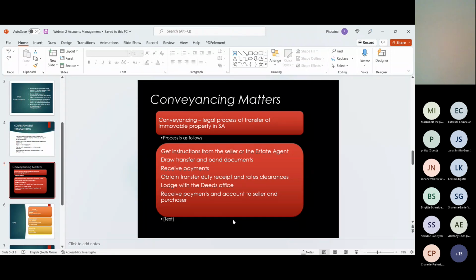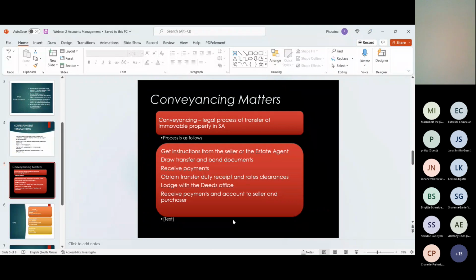So they receive that money, they invest it, and in the process, they also receive money if the property is above the threshold for transfer duty. They also go onto SARS e-filing, capture the transaction documents, and come up with the transfer duty payable to SARS. When they receive that money, they pay it over to SARS, and they also obtain rates clearances from the municipality, as well as levy clearances from the body corporate if they apply. After they've received everything and are satisfied, liaising with the bond attorneys, they lodge the documents to the deeds office.